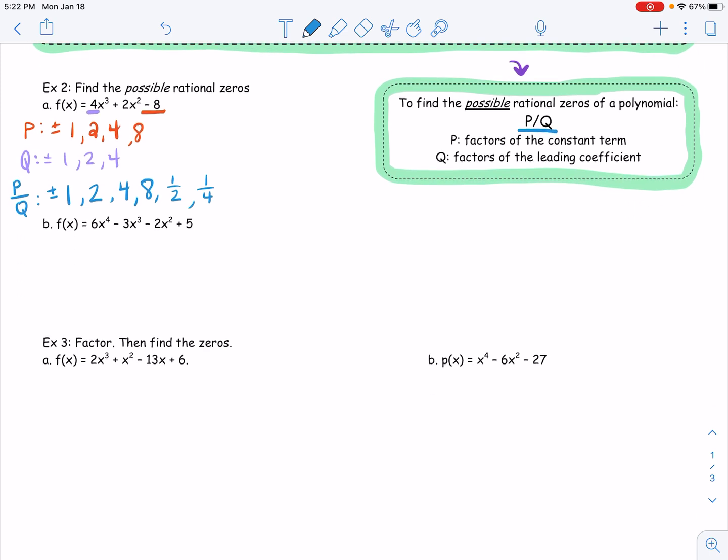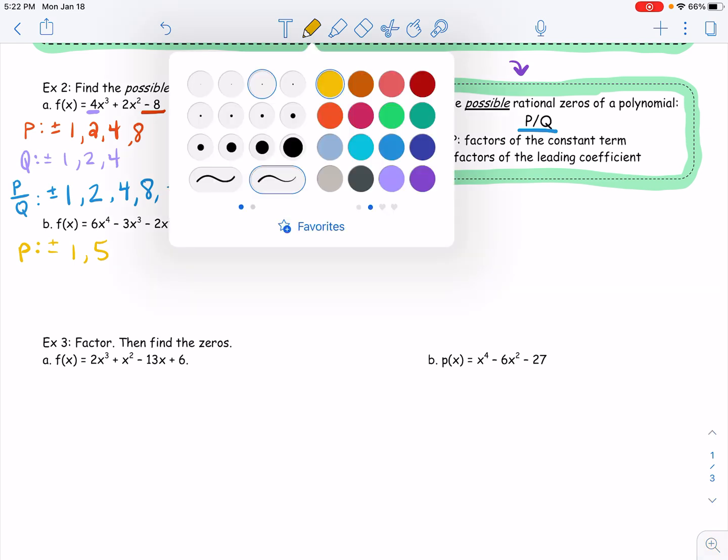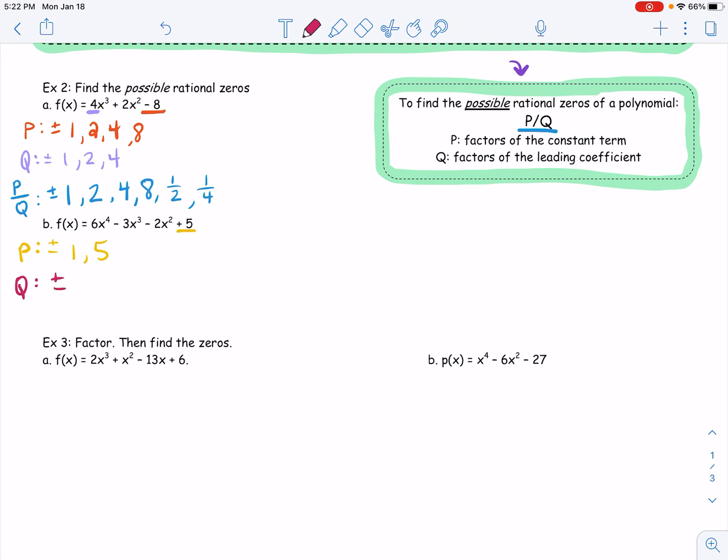So we have 6x to the fourth minus 3x cubed minus 2x squared plus 5. All right, P over Q. Here we go. P, those are the factors of the constant term, plus or minus 1 and 5. We love prime numbers when we're listing those P's and Q's. Prime numbers means it's only divisible by 1 and itself, so that's going to be really helpful. And then our value of Q here, plus or minus, remember that's the factors of that leading coefficient, so that would be 1, 2, 3, and 6.